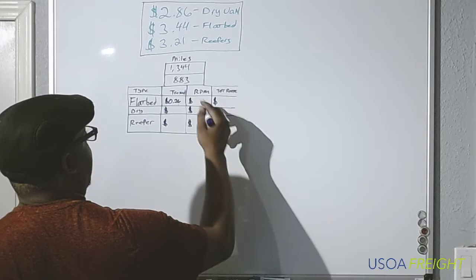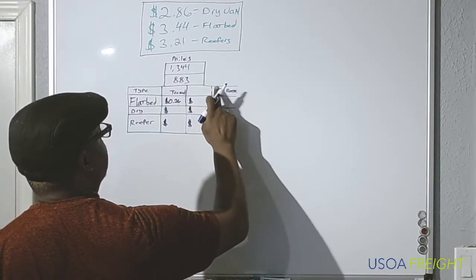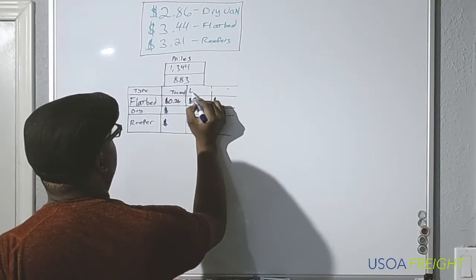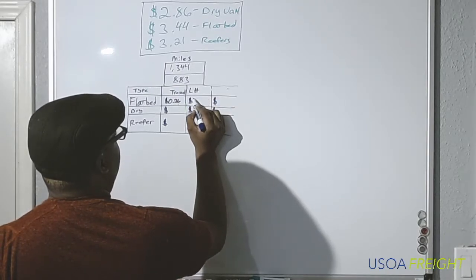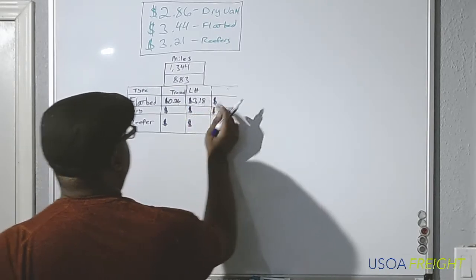I said RPM. I meant to. This needed to be way different. This needed to be the line haul. So your line haul is $3.18, right?